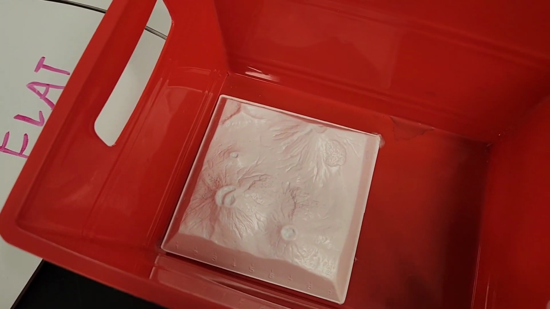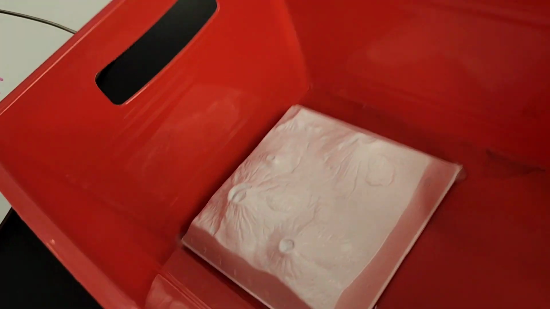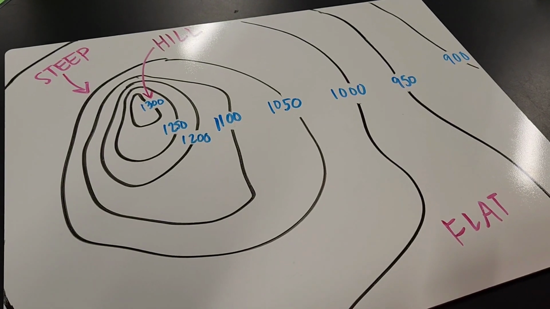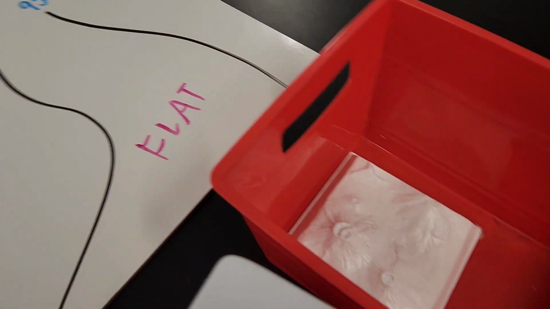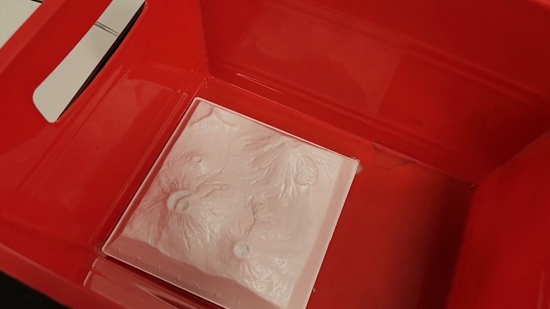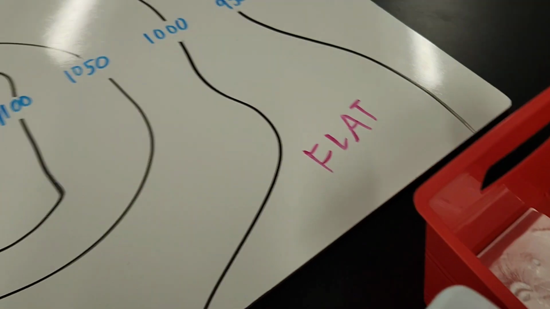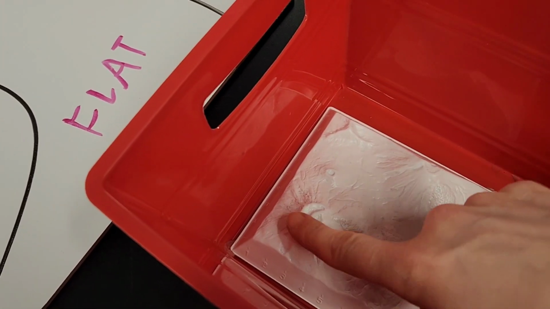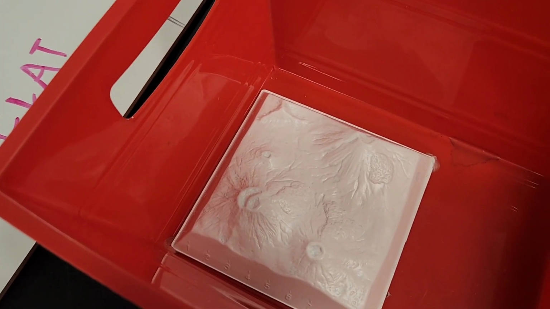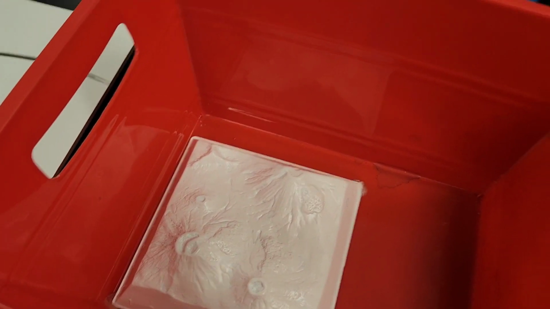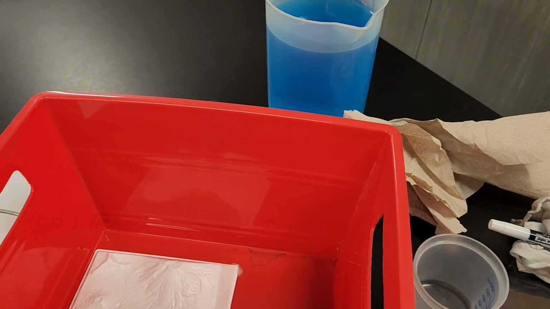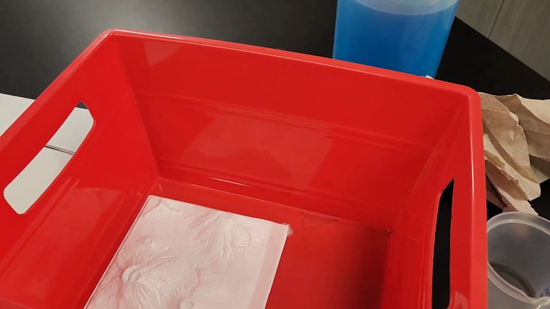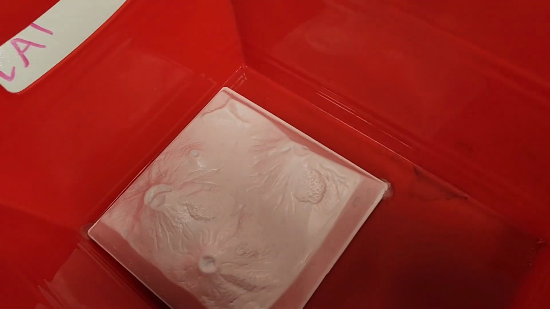So how do we take a three-dimensional landscape and turn it into something like this? That's a topographic map, and I'm going to show you how we can understand what a map like this means in relation to a three-dimensional landscape like this. So what are we going to do here? We're going to be using some water to help identify different elevations and create a map of this three-dimensional structure.